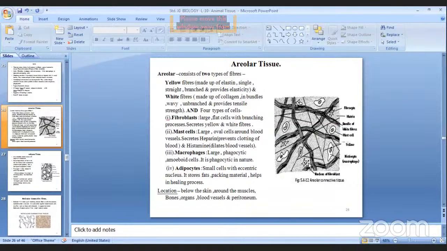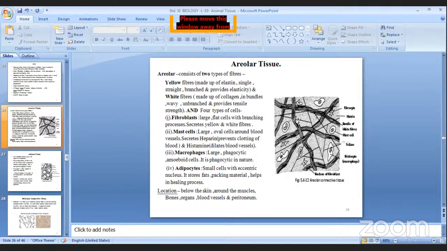And they are branched. See, they're having branches over here, you can see. So these fibers are known as the elastin fibers, or they are also known as the yellow fibers. They are made up of the protein elastin, and they are single. They are not in bundles or groups like this white fiber. So the thick ones, you can see, they are in bundles. These are the white fibers.